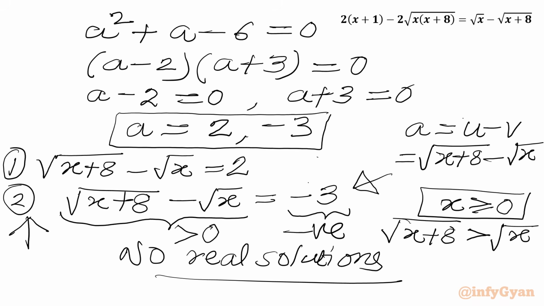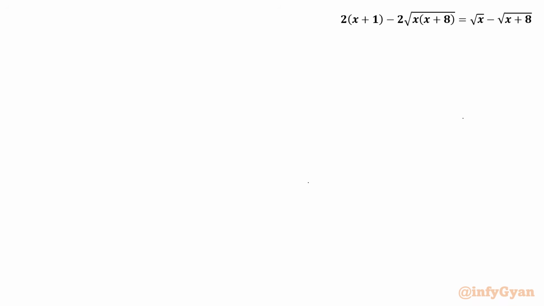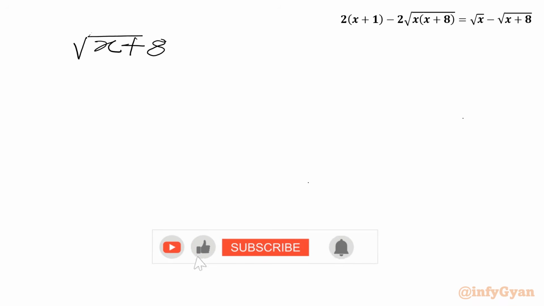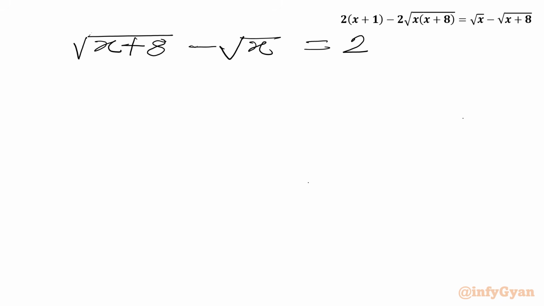Now we have to solve our first equation: square root x plus 8 minus square root x equal to 2. We'll be squaring both sides. So we'll write power 2 over here and power 2 in the RHS. Now we'll be using the a minus b whole square identity in the left hand side.